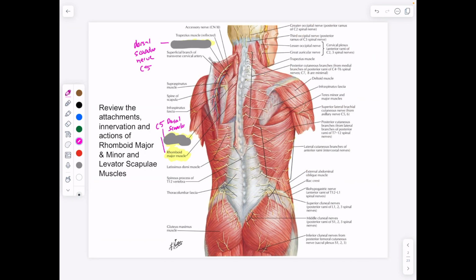All right, and then moving on, the rhomboid major, minor, and levator scapulae. Okay, and so right here is the rhomboid minor, and right below it is the rhomboid major. Then we have up here the levator scapulae, and both these are innervated by the first branch from our brachial plexus off of C5, the dorsal scapular nerve.